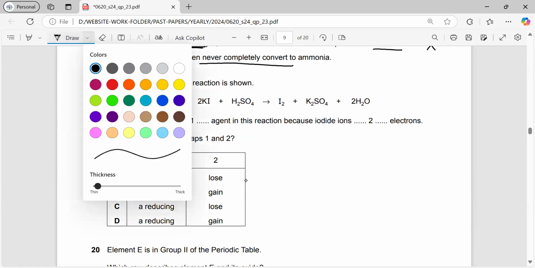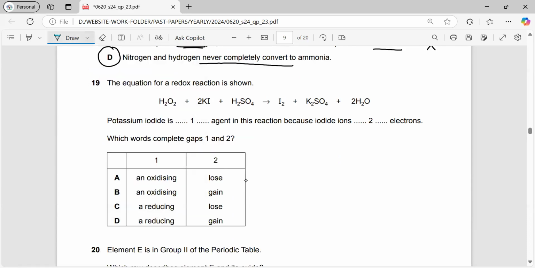Now question number 19. The equation for a redox reaction is shown. Hydrogen peroxide plus potassium iodide plus sulfuric acid gives iodine plus potassium sulfate and water. Potassium iodide is a dash agent in this reaction because iodide ions dash electrons. Now, in this question, we need to focus on potassium iodide.